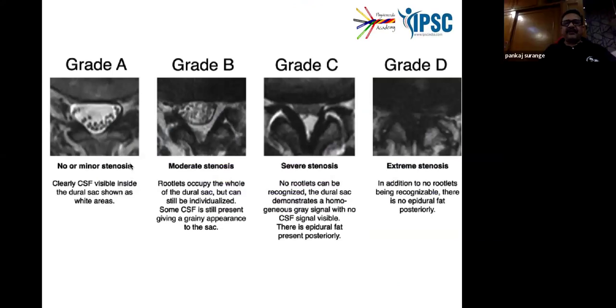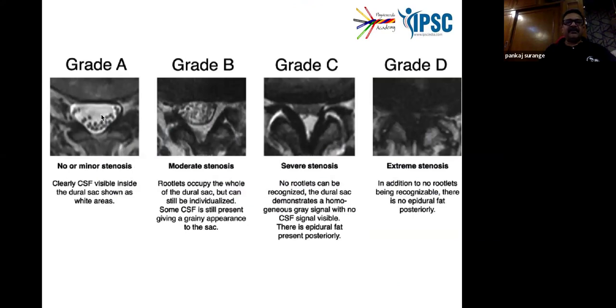Lumbar canal stenosis, we can see on MRI as grade 1, grade 2, grade 3, grade 4, depending on the type of compression. Now, if you look at this, in all the cases, the disc is not the source. What is the main source here? The main source is the flavum. The main source is the facets. These are compressing the entire thecal sac over here.